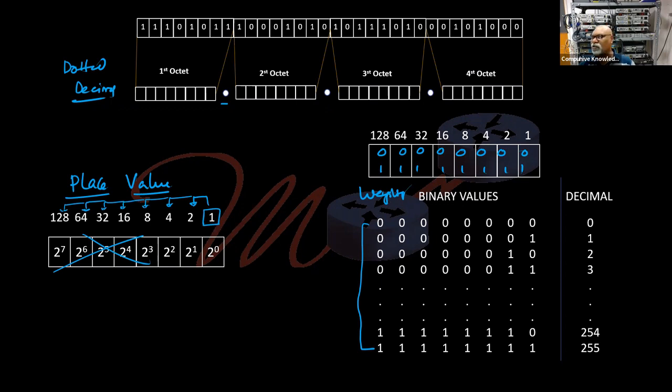Even if you don't know, 2 power 0 is 1, 2 power 1 is 2, then 4, 8, 16, 32, 64, 128. So here there are 8 numbers, which is 2 power 8. So 2 power 7 is 128. Then 2 power 8 covers all zeros to all ones, 8 bits of combinations. Double that.